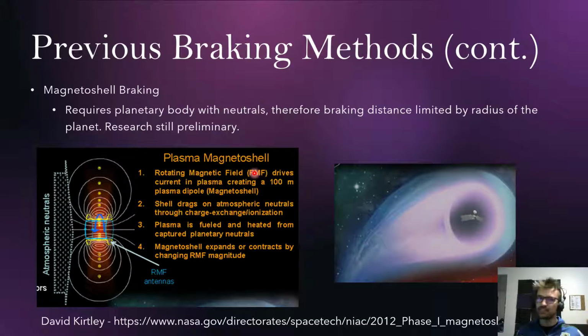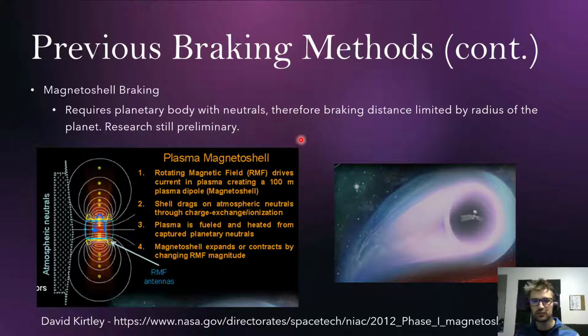Finally, one more speculative method that's still research preliminary, but I wanted to be as thorough as possible. What are different techniques that you can use? Magnetic shell braking. If you're going through the atmosphere of, let's say, a star or a planetary body, there'll actually be some neutrals or basically an ionosphere, and you can use a rotating magnetic field, as I showed in this research by Kirtley et al., to slow down.